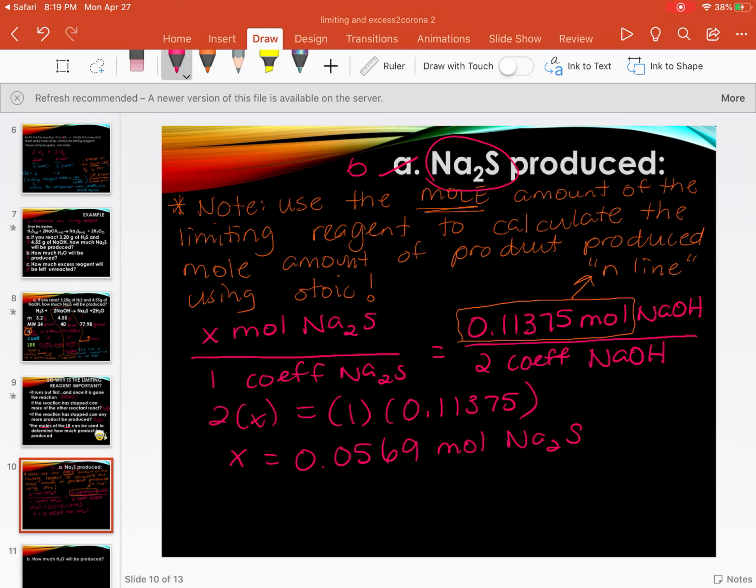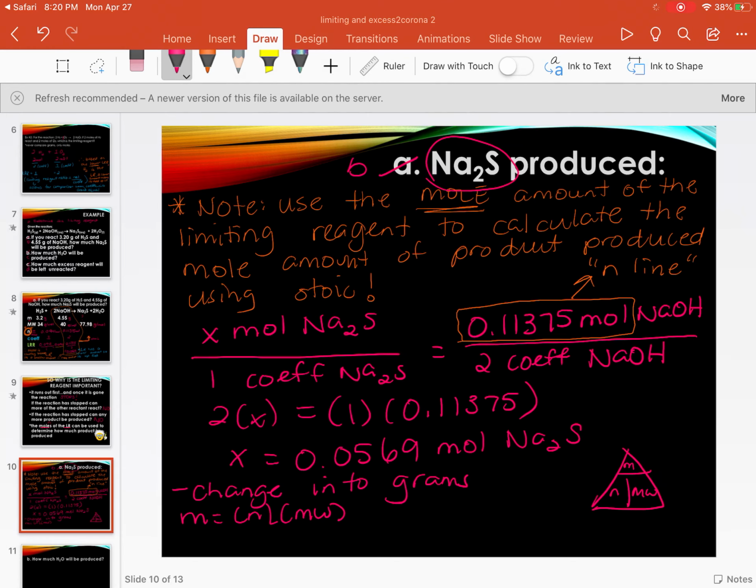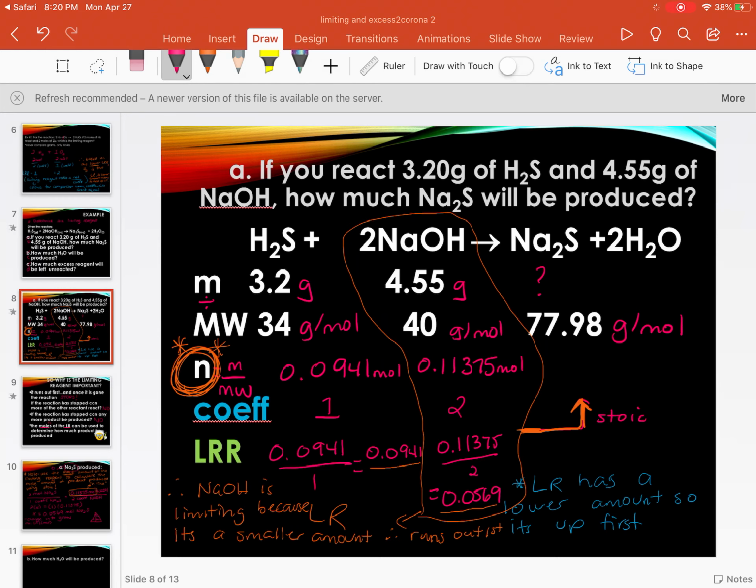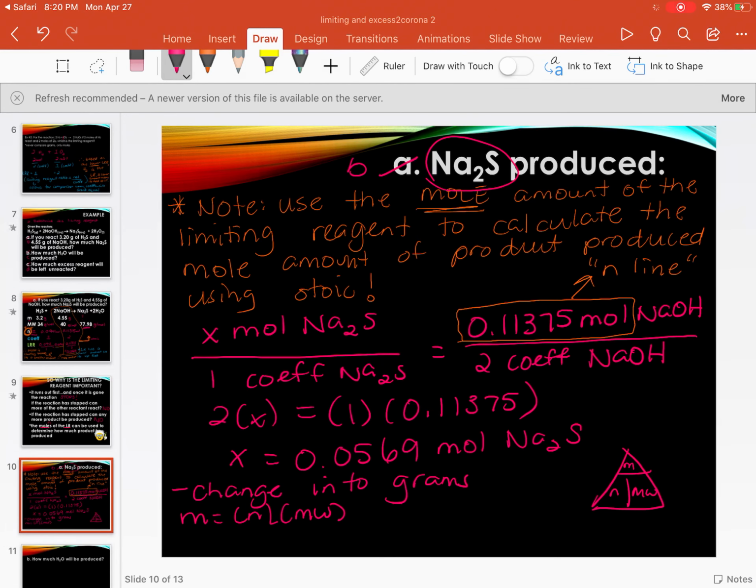Okay. It does ask for grams, I believe, in the question. Oh, well, it doesn't really, but if we change it back to grams, when we do percent yield it will, so might as well practice that. I believe in the chart, we also already wrote its molar mass here. And I'm running out of room, sorry.